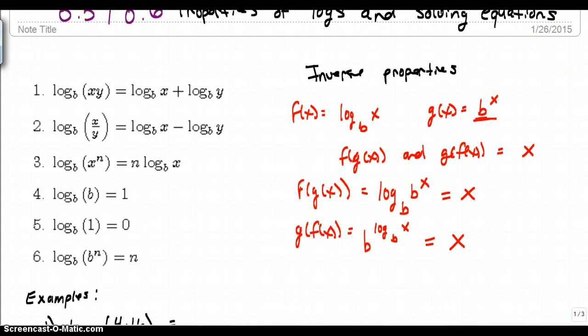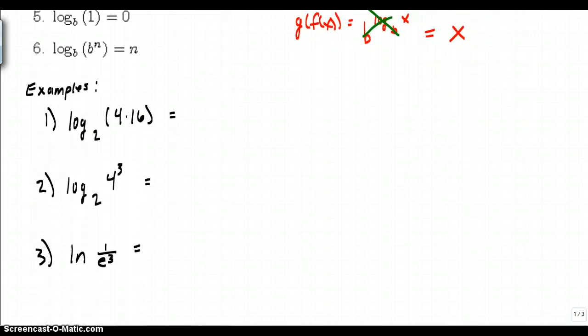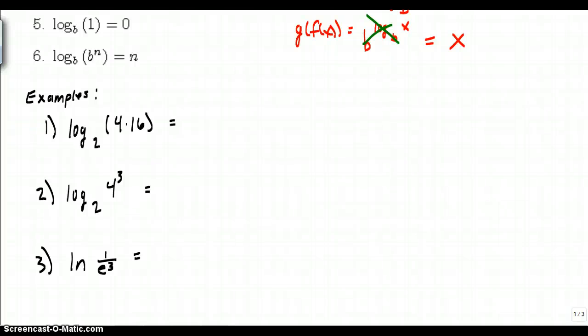So you can kind of think of this as these canceling out, and all you're left with is x. This cancels, and all you're left with is x. If you want to think of it that way, that's fine. Just remember that these are the inverse properties, and we're going to be using these a lot. So let's do a couple examples of these logs, and then we'll look at the inverse properties.